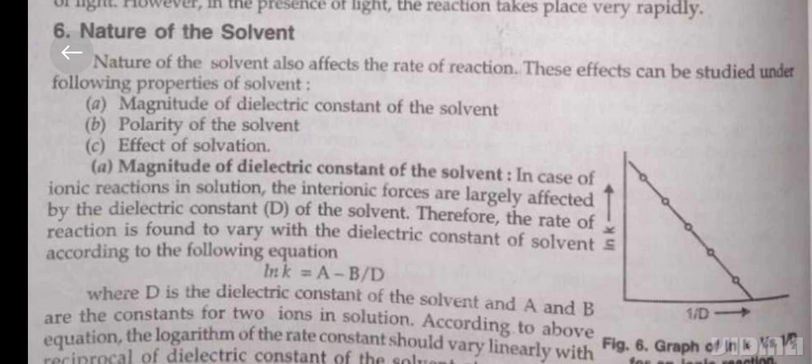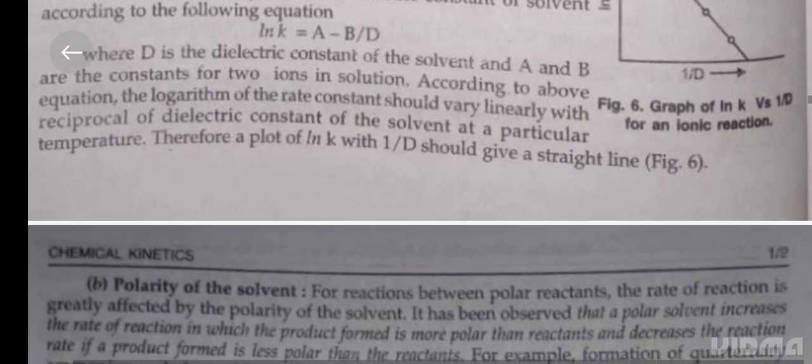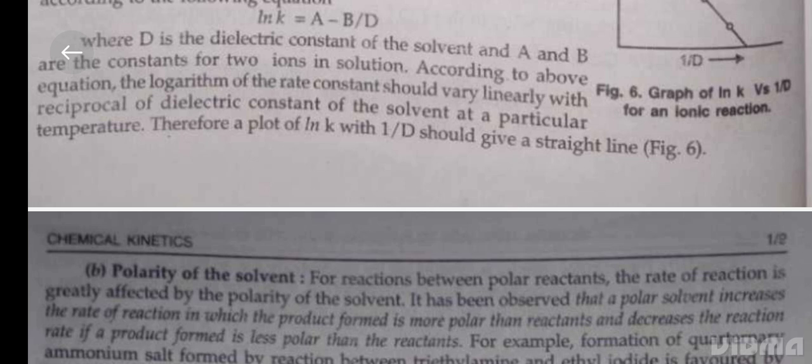Magnitude of dielectric constant of the solvent. In the case of ionic reactions in solution, the inter-ionic forces are largely affected by the dielectric constant of the solvent. Therefore, the rate of reaction is found to vary with the dielectric constant of the solvent according to the following equation, where D is the dielectric constant of the solvent and A and B are the constants of two ions in solution. According to the above equation, the logarithm of the rate constant should vary linearly with the reciprocal of the dielectric constant of the solvent at a particular temperature. Therefore, a plot of log K with 1 by D should give a straight line.